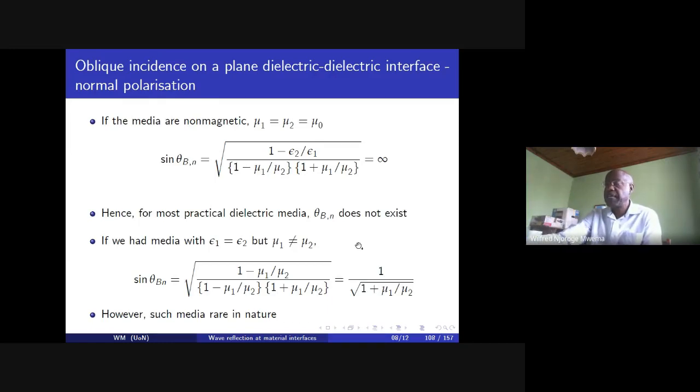Well, we could use ferrites, maybe the ones with conductors, but it really doesn't work for that particular case. So all we can say is that for all practical purposes, let's assume for a level of understanding that the Brewster angle does not exist for normally polarized waves.